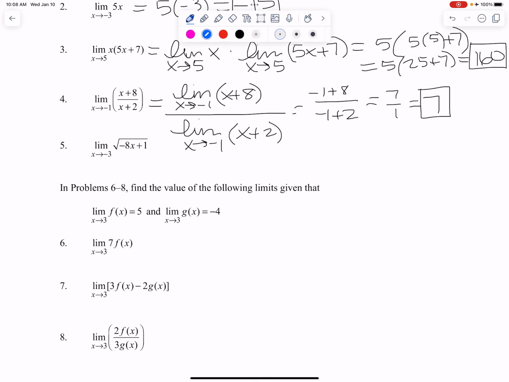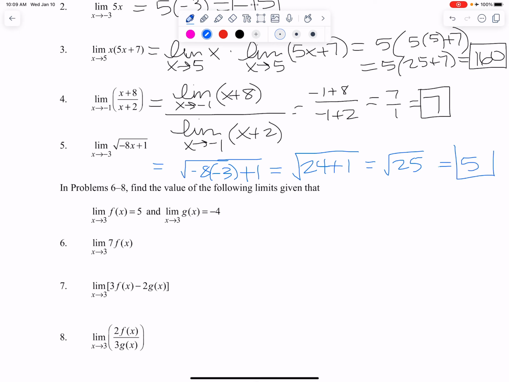Let me change my color so we can see this last one. Limit of the root of negative 8x plus 1 as x goes to negative 3. So that gives us negative 8 times negative 3 plus 1, which is positive 24 plus 1 under that radical. Square root of 25 is 5. So not too terrible, just applying those properties straight off the bat.